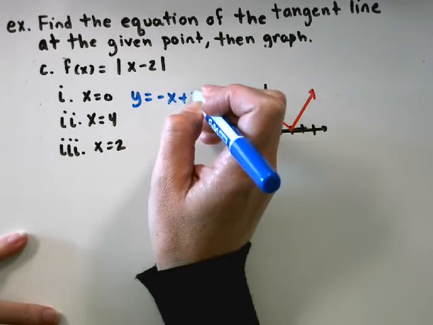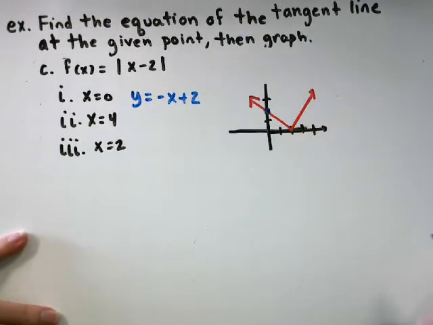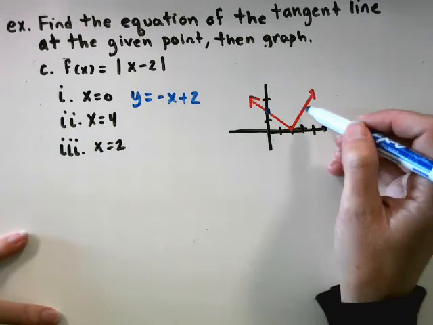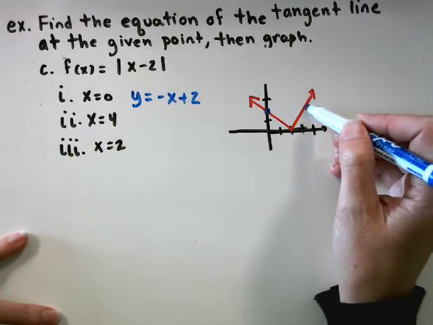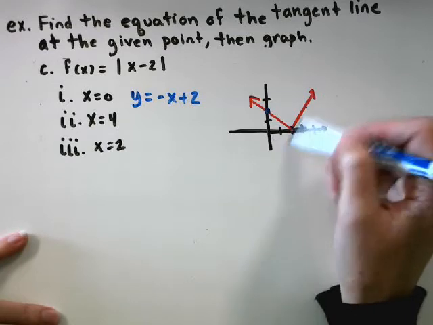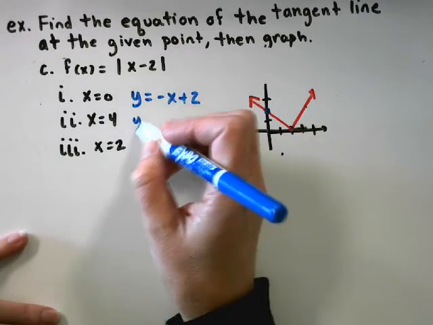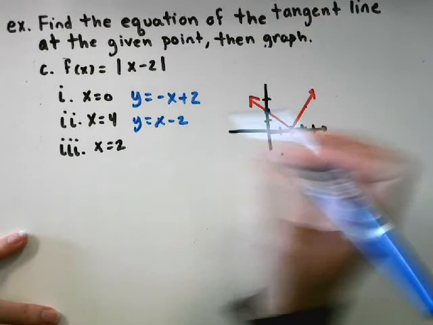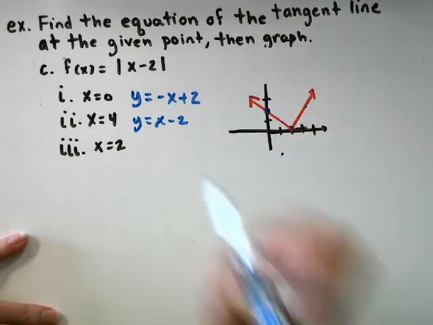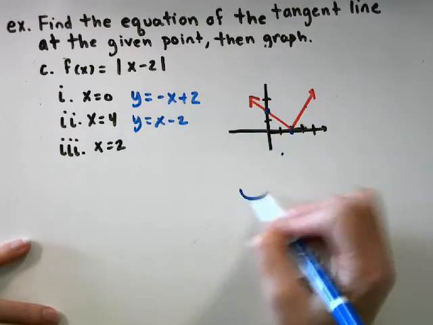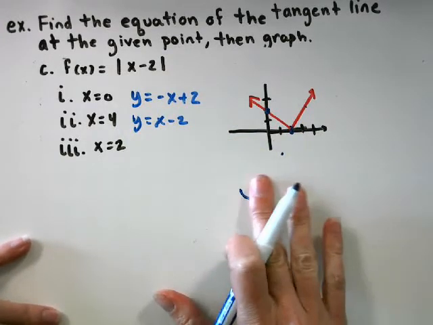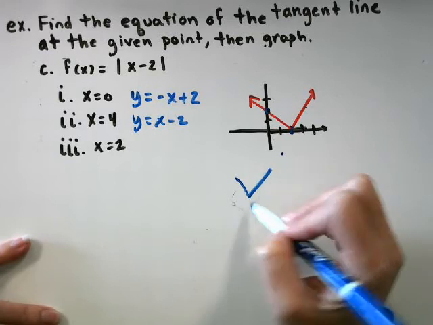When x is 4, we're here, which is this line, which is going to be y equals x minus 2 if you trace this back. At 2, when we have a curve, we can find the slope. But if it's an abrupt change, then we say that there's no slope there. So there's no tangent line at a corner.